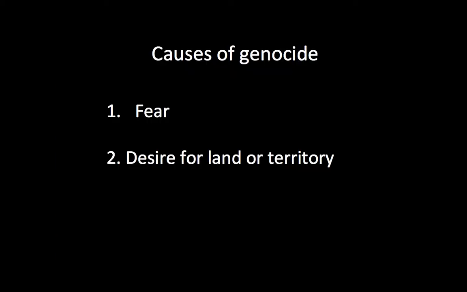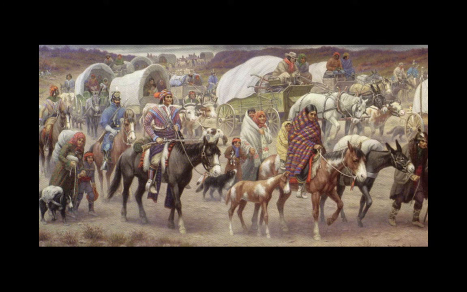Another reason is a desire for land or territory. The ethnic group occupying it is in the way. The easiest way to take the territory is to kill or move out the residents. The worst genocides in American history resulted from the westward migration as the Indian residents were killed or moved to reservations.